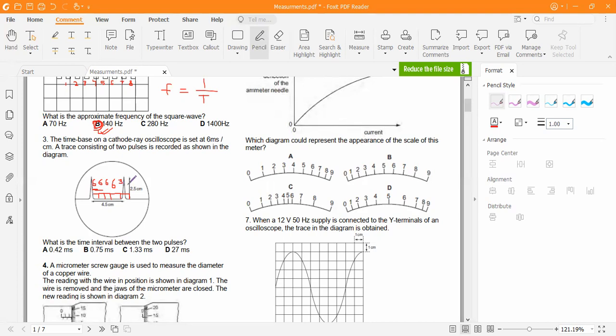A short way to do that is by multiplying 6 with the distance, which is 4.5. In both of these cases you will get the same answer, and your answer will be 27. So 27 milliseconds will be the time interval between both of these waves. To find the time interval in this case, we do the time base times the distance given. Even in the first part we did the same thing.